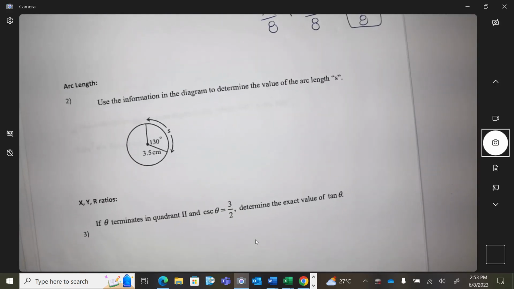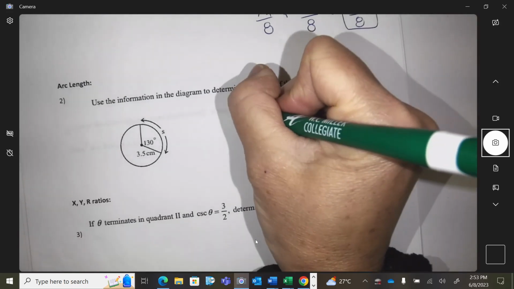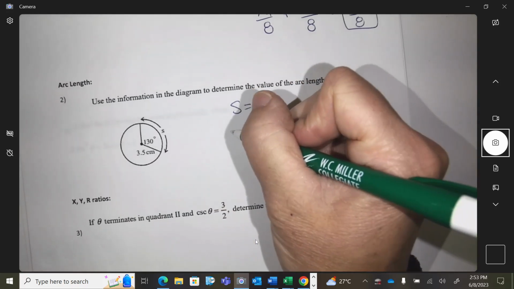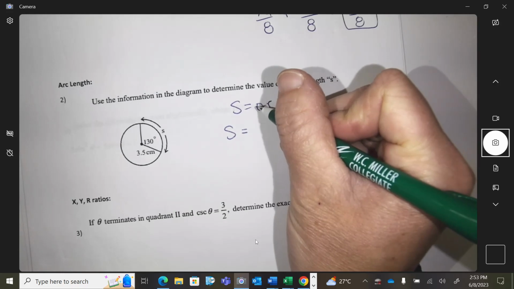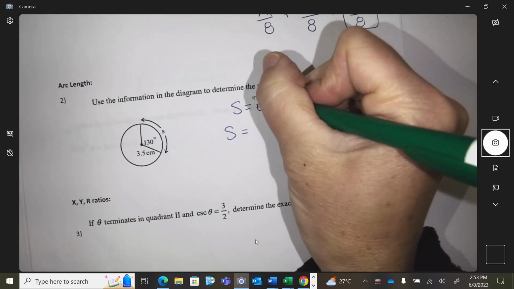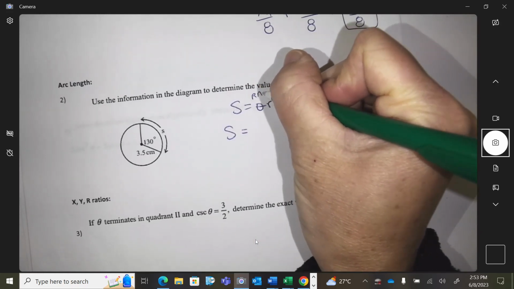Okay, arc length, this is on your formula sheet. We've probably never even looked at it on our formula sheet because most of you had it memorized. That is on your formula sheet. So S is the arc length. So we're trying to find that. What do you always know about the angle when you use this formula? It has to be in radians.